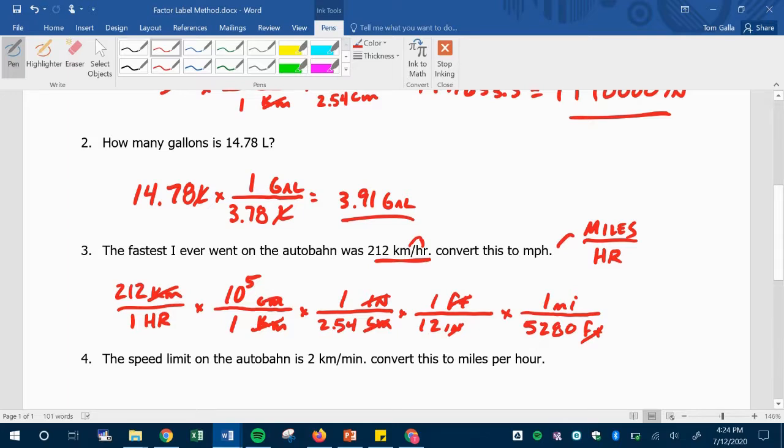And then for our bottom unit, remember, we're looking for miles per hour. So we have miles on top here at the end. And then our 1 hour that we had at the beginning, since we didn't cancel it out, it transfers all the way over to the end.